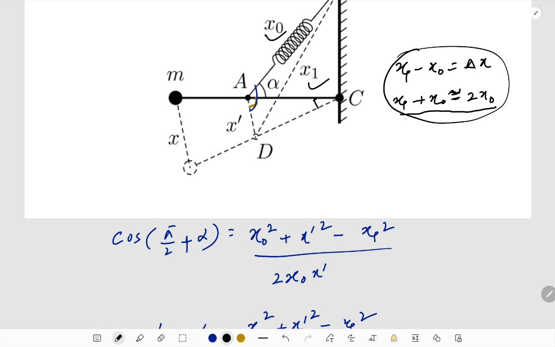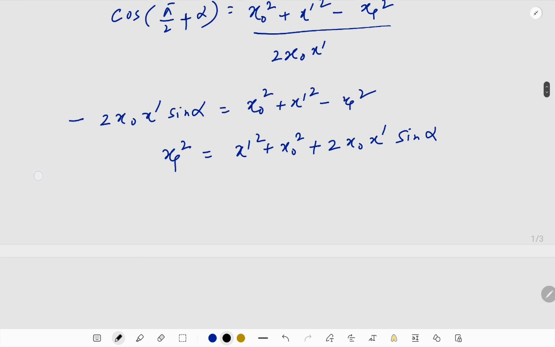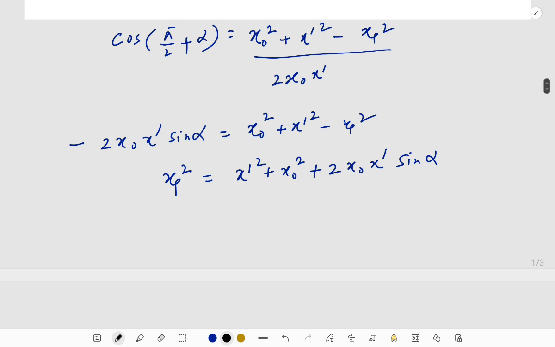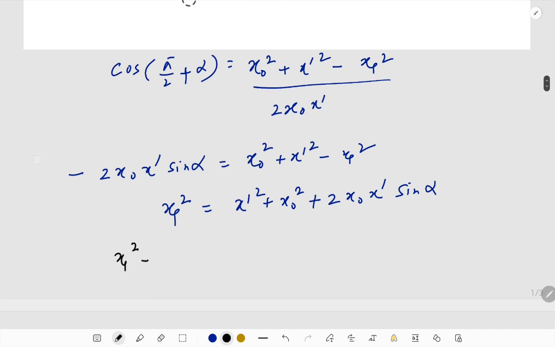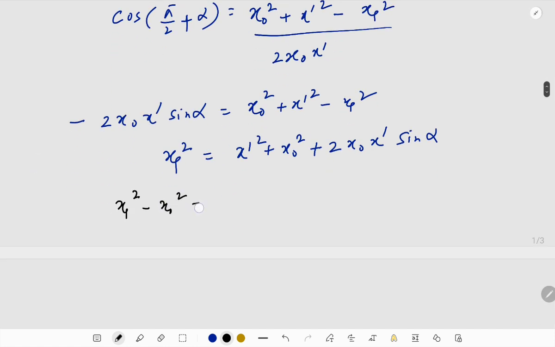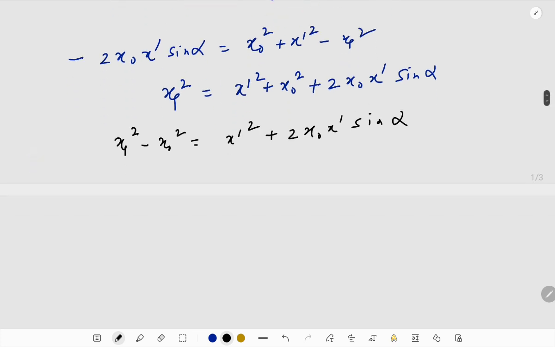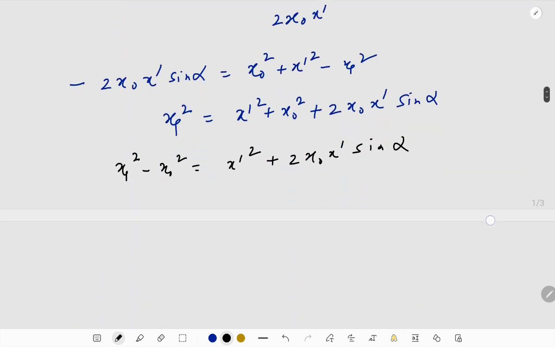x1 minus x0 equals delta x, and x1 plus x0 equals 2x0. I need delta x, so I'm going to write it. What was it? x1 square minus x0 square equals x dash square plus 2x0 x dash sine alpha, and that means x1 minus x0 is delta x.